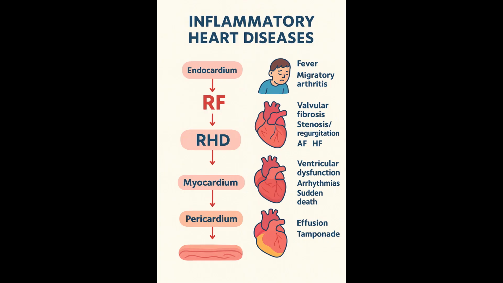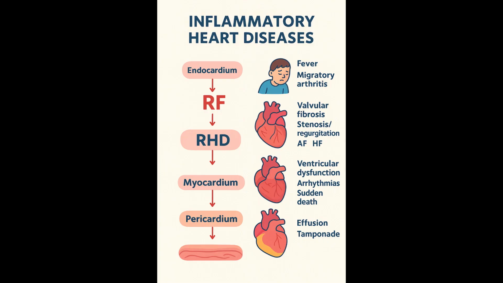And the final layer, the outside one? The pericardium, that's the tough sac around the heart. We can call that the bag. A bag. Right. And if that bag fills up with fluid from the inflammation, it starts to squeeze the engine. It compresses the heart, and that's when things get very dangerous very fast. Okay, that's a perfect framework. So let's start with the endocardium, the door.